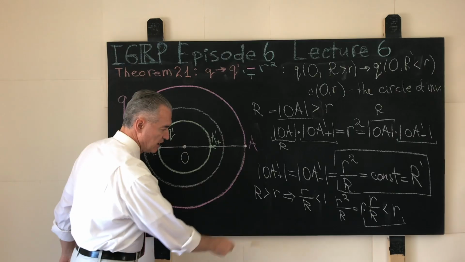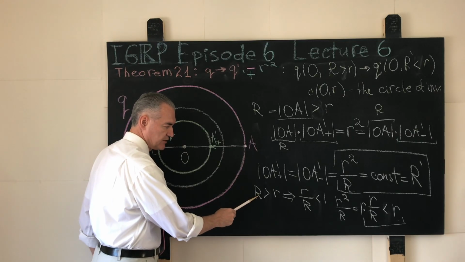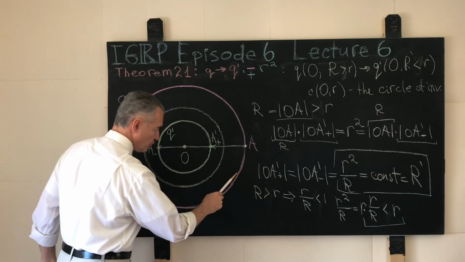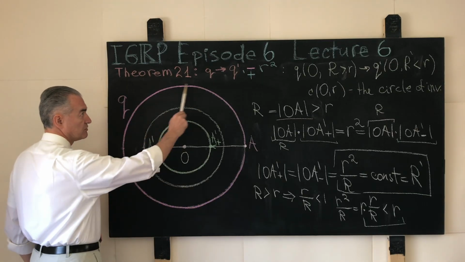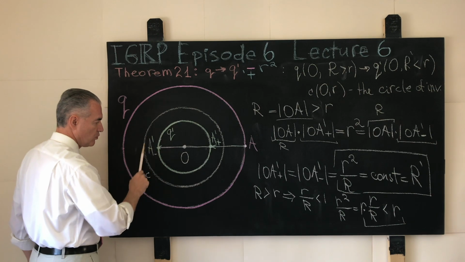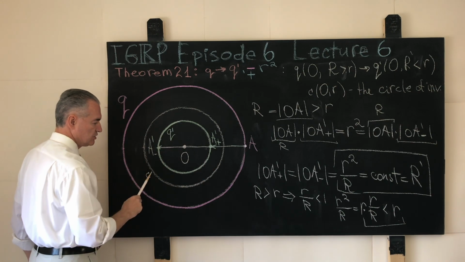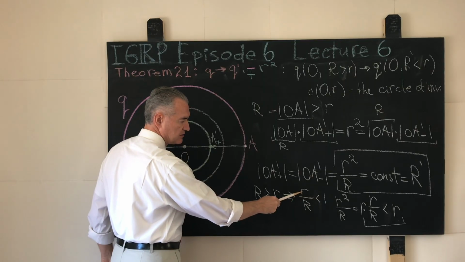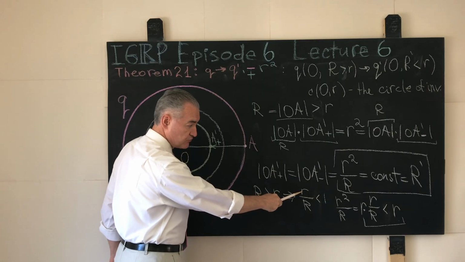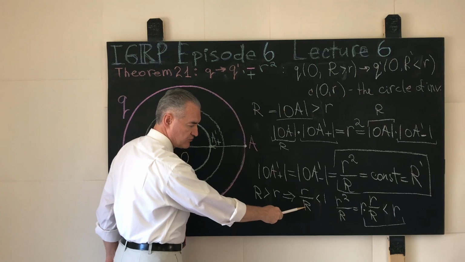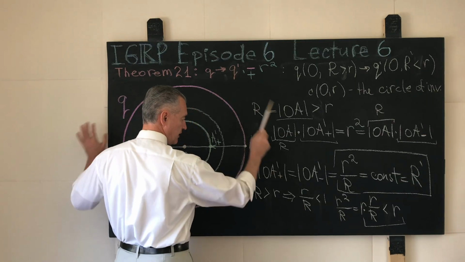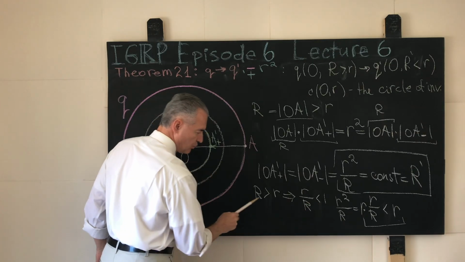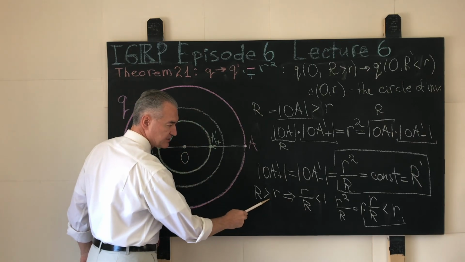Why is that? Well, in this case, uppercase R is strictly larger than lowercase r, or the radius of the red circle Q is strictly larger than the radius of the white circle C, the circle of inversion. And that means that the ratio of the length of the radius of inversion to the length of the radius of the sample circle located outside of the circle of inversion will be what? Will be strictly less than 1.